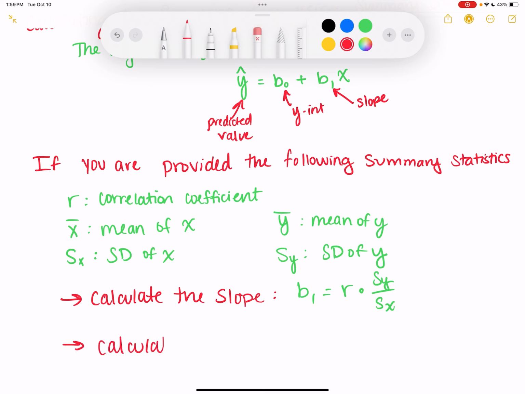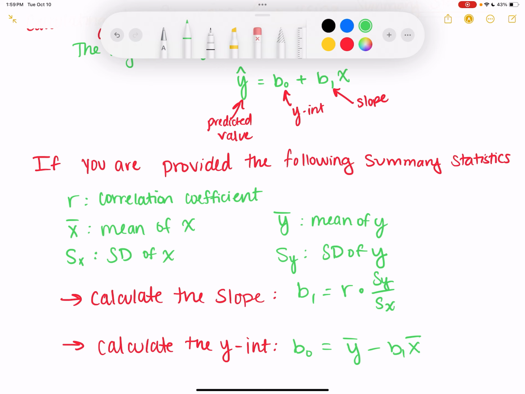Calculate the y-intercept. B sub 0 is equal to y bar minus b1 x bar. So you have to find the slope first before you can do anything else. Then we would have our lovely equation. I would suggest you memorize these formulas.